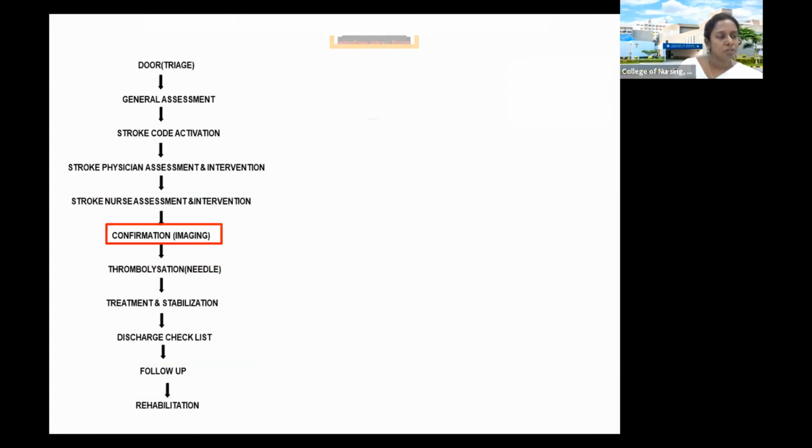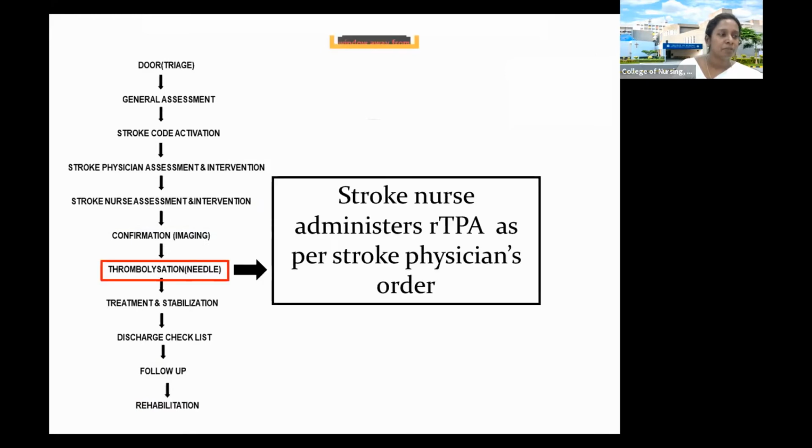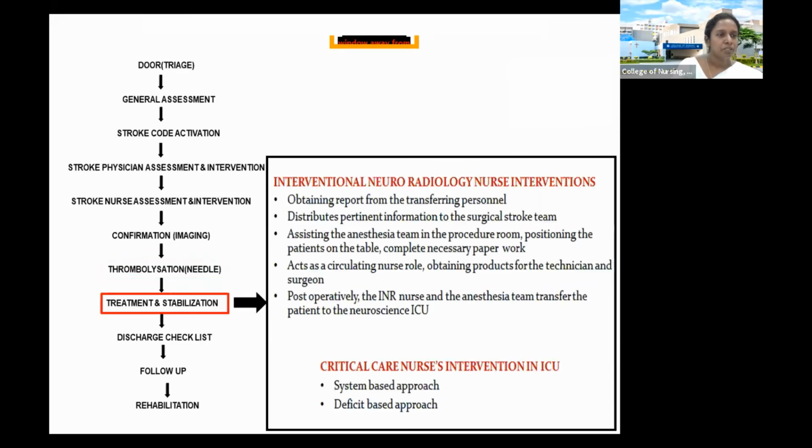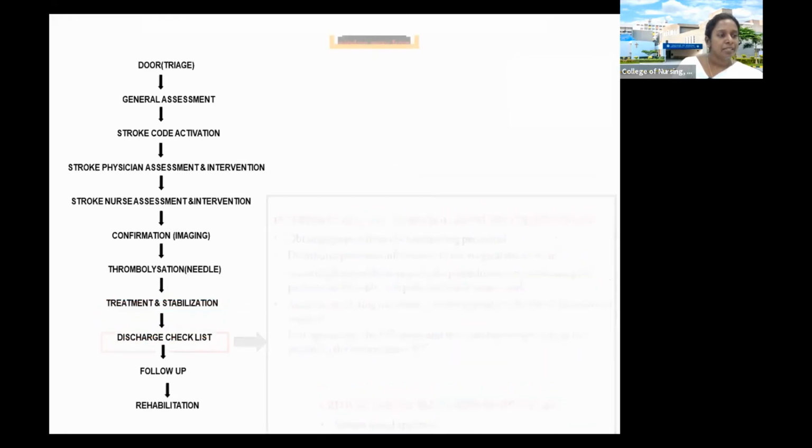So that is the responsibilities of a stroke nurse in assessment and intervention. Then we confirm it by imaging. Thrombolysis, if it is an ischemic stroke, definitely patients have to receive RTPA as per the stroke physician's order. Treatment and stabilization: after the TPA has been initiated, the patient can be shifted to the corresponding ICU, the neuro ICU, where the patients will continue to be monitored. Then comes the discharge checklist, follow-up and rehabilitation.